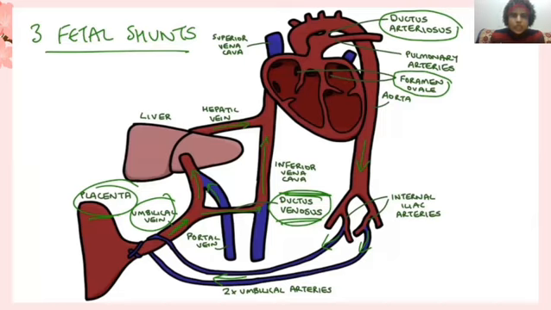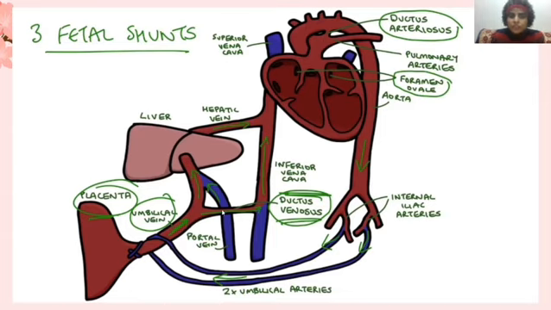There are 3 shunts in the fetal circulatory system which we'll study. The first is this one, the ductus venosus. It is the shunt between the umbilical vein and the inferior vena cava. The second is the foramen ovale. See, this is the foramen ovale. It is the opening between the right atrium and the left atrium. The third is the ductus arteriosus. This is the shunt between the aorta and the pulmonary artery.